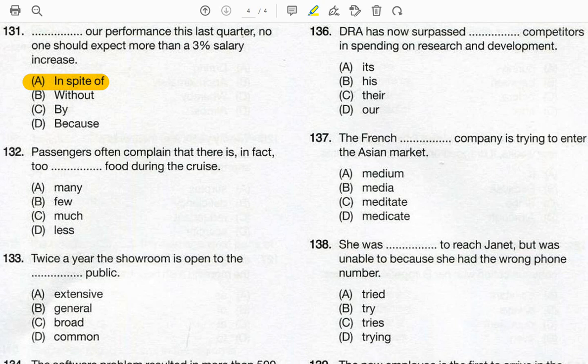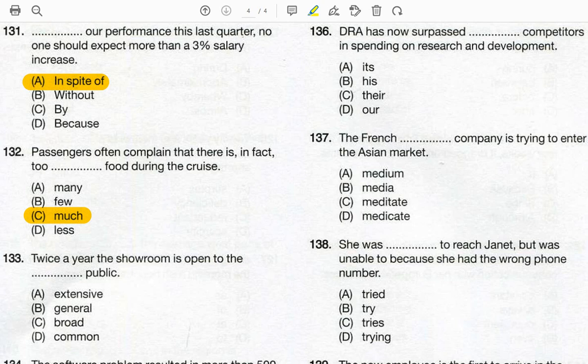Then next, passengers often complain that there is in fact too much food during the cruise. So here, too much food describes the amount of food. Remember, food is an uncountable noun. So A option many is used with countable nouns. The option few is used with countable nouns. And D option less is not preceded by too.